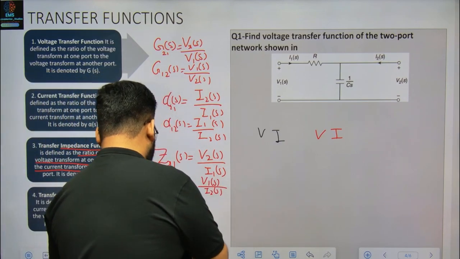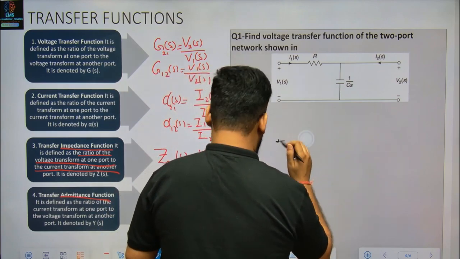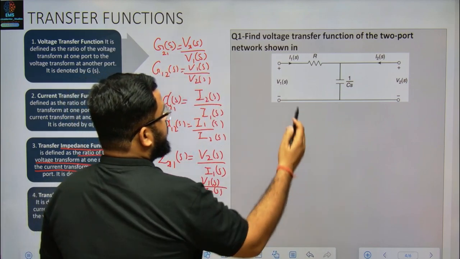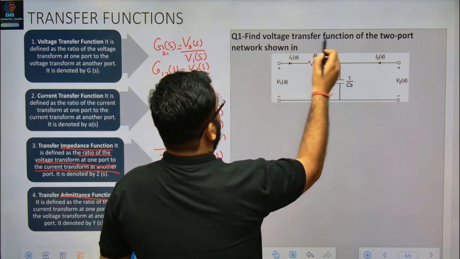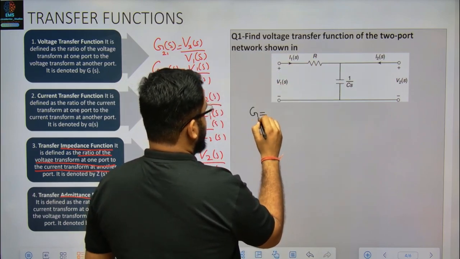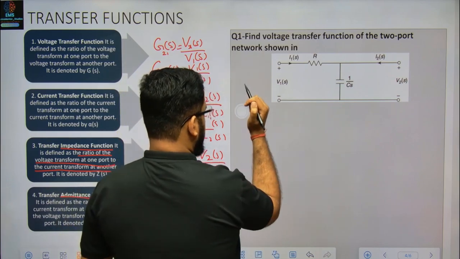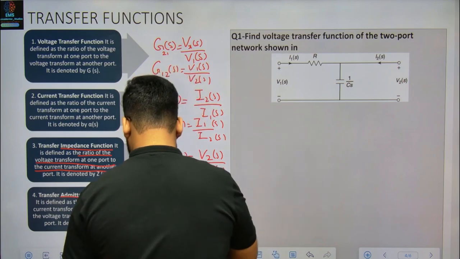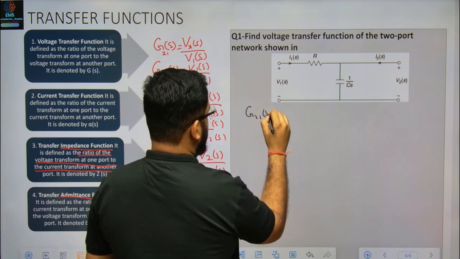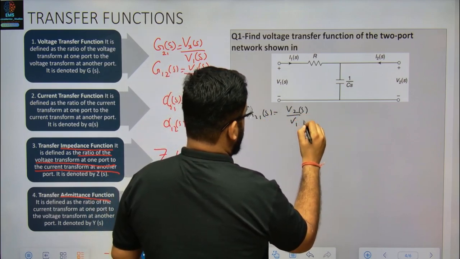Let us just take an example. In this example, we have been asked to calculate the voltage transfer function. The voltage transfer function is always denoted by G21(s), which is nothing but V2 by V1(s).